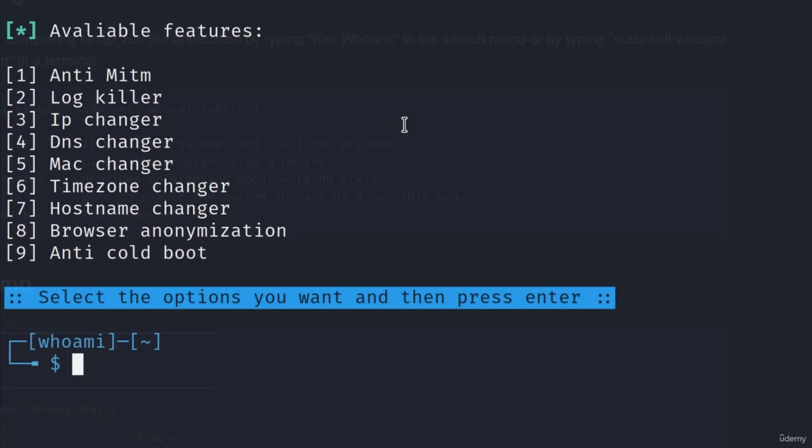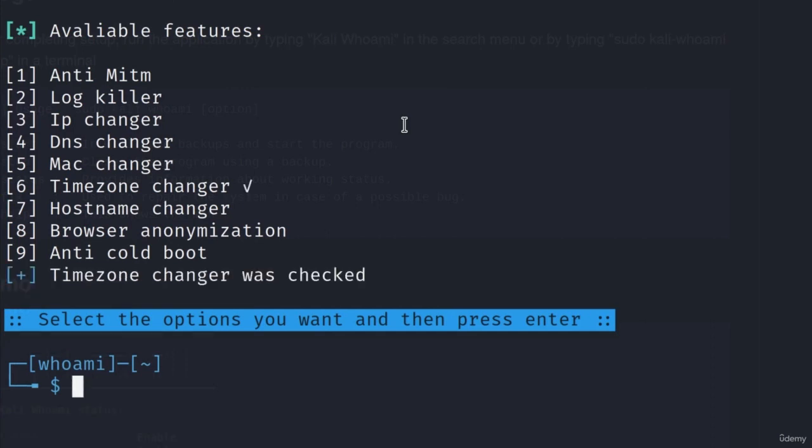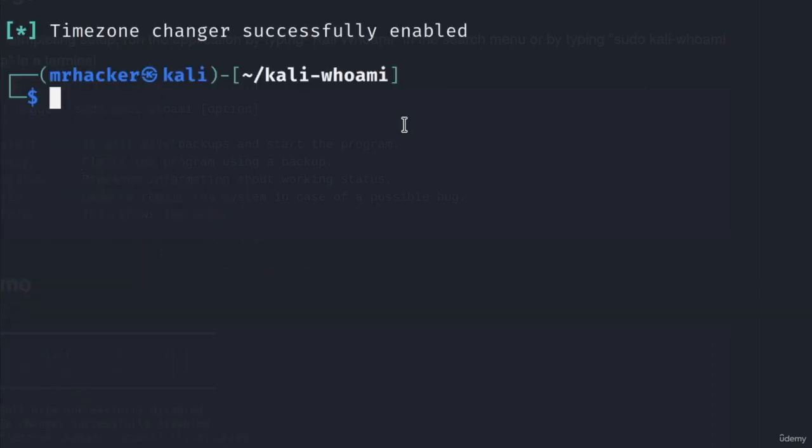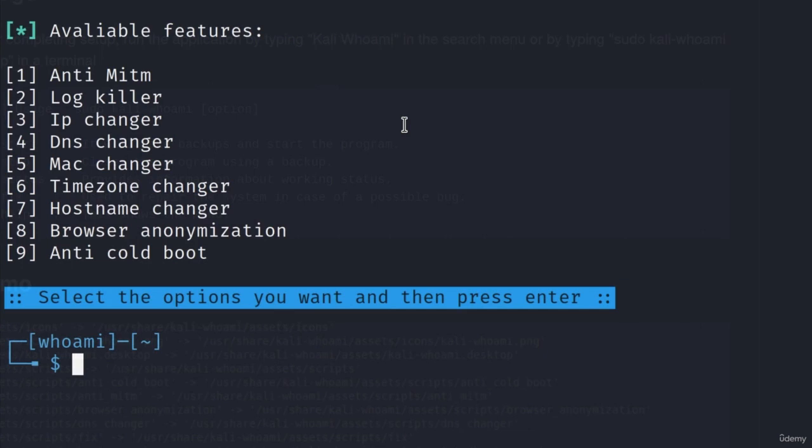Let's try time zone changer, for example. Press enter. And it will say time zone changer successfully enabled, but once again, we can't really check that since it doesn't give us any output back. And all the other options, feel free to take a look at them. You can also use MAC changer, DNS changer. You can run the anti-man in the middle option, and all the other things that this tool offers.